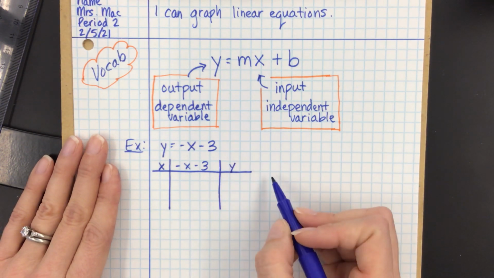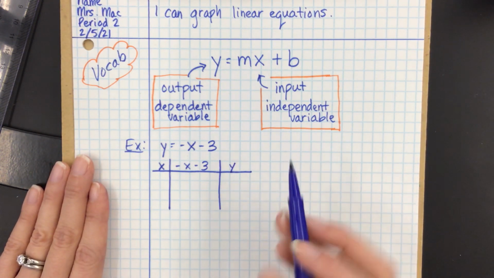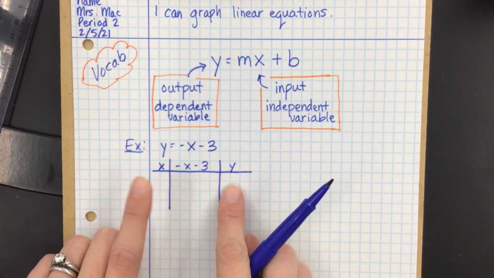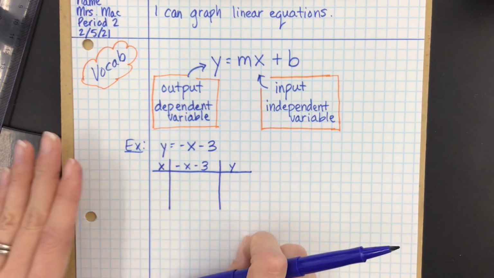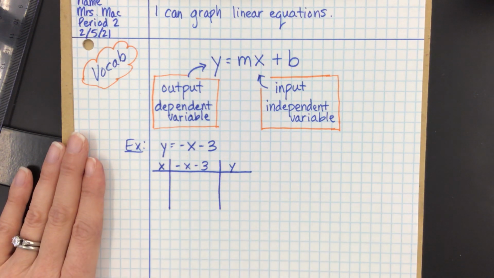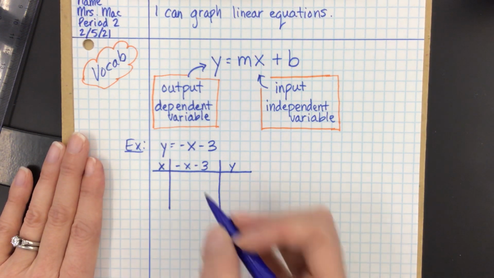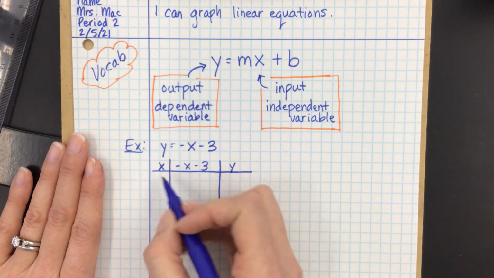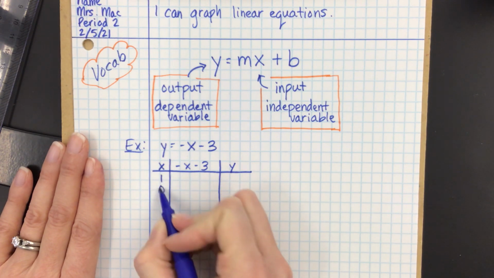Now, in the other charts that we did yesterday, we listed the ordered pairs. But really, your ordered pairs are just your x and your y. And there's really not a reason to write those down again. So I'm going to skip that step, and you're welcome to as well. All right, so let's go ahead and put in some numbers here.